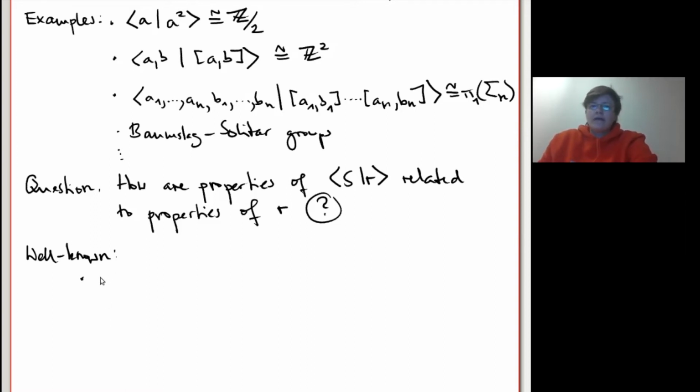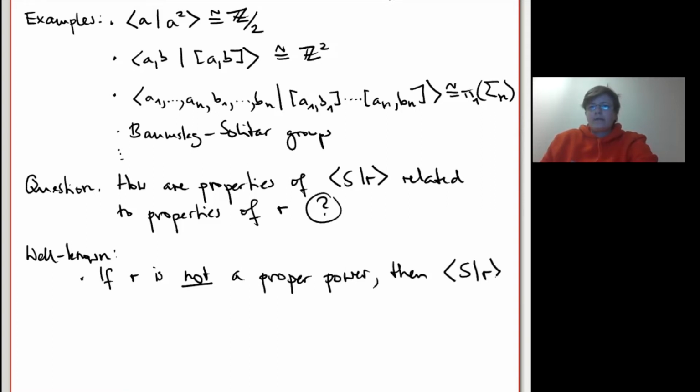So if R is not a proper power, then the one-relator group S mod R is torsion-free. And it gets even better.